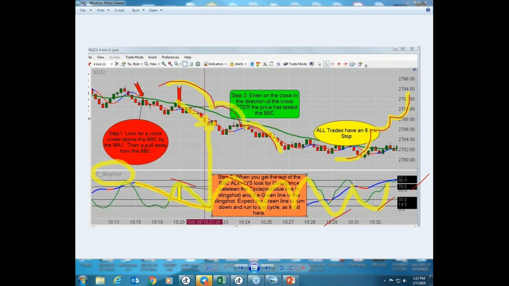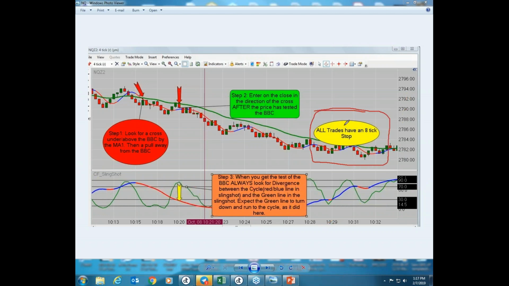And as advertised right here, every trade has an 8-tick stop attached to it. So if you are trading crude or the gold, if you're dead wrong, you're risking $80 a contract. If it's the soybeans or the S&P, it's closer to $100, and if you're working maybe the mini Dow, it's $40. If you're dead wrong.